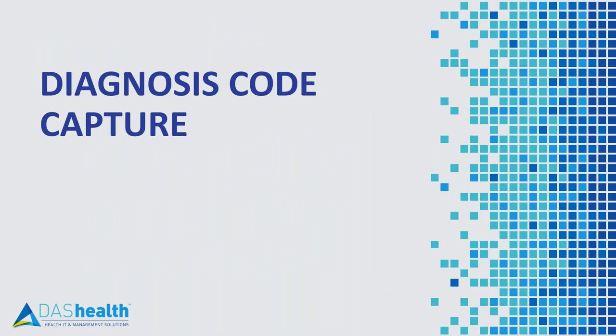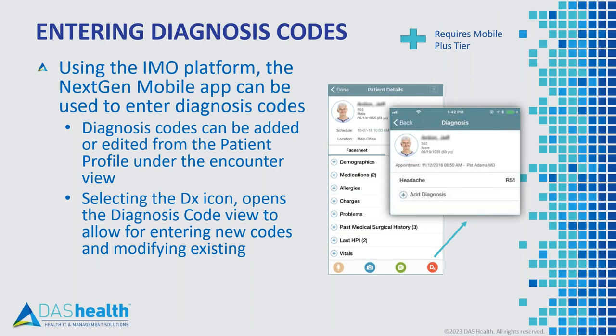Going hand in hand with charge capture, providers can also utilize the mobile app to view and enter diagnosis codes for patients. NextGen Mobile has the ability to incorporate the IMO platform. That's going to allow for searching and adding of diagnosis codes to the patient's chart. If you're not familiar, if your practice doesn't currently use this, IMO is a diagnosis code search engine that can be used within the EHR. And I will say it's pretty smart and user-friendly, so that makes it pretty simple to find diagnosis codes here within the mobile app.